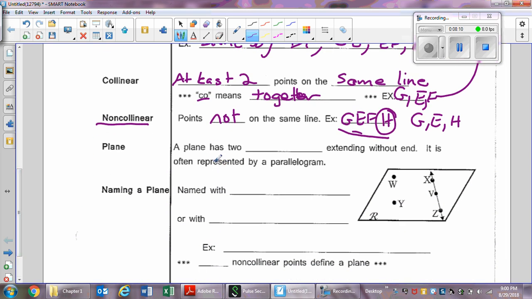A plane has two dimensions, and then extends without an end. Even if you look at this parallelogram, it looks like it has limitation, but it can stretch in all directions. That's why it says without an end. It is often represented by a parallelogram, and how do we name it? We're going to use capital letters, okay?